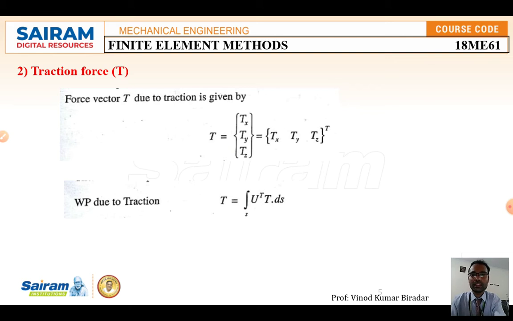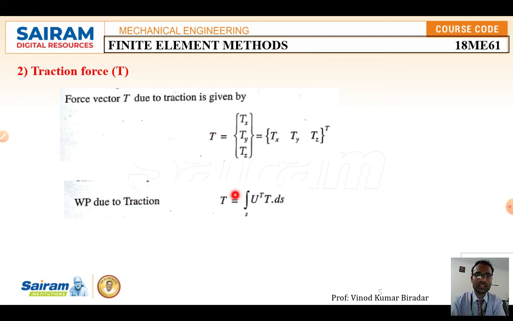Similarly, the traction force is the force which acts on the surface of the body. It is also called a surface force. The force vector due to the traction force is along the same three directions, and it is denoted by capital T, equal to t of x, t of y, t of z. If you write the transpose, it is tx, ty, tz. Because of this force, the work potential of the traction is given over the entire body.